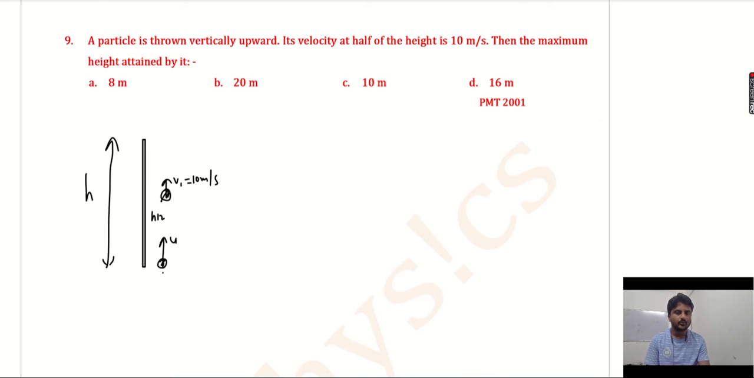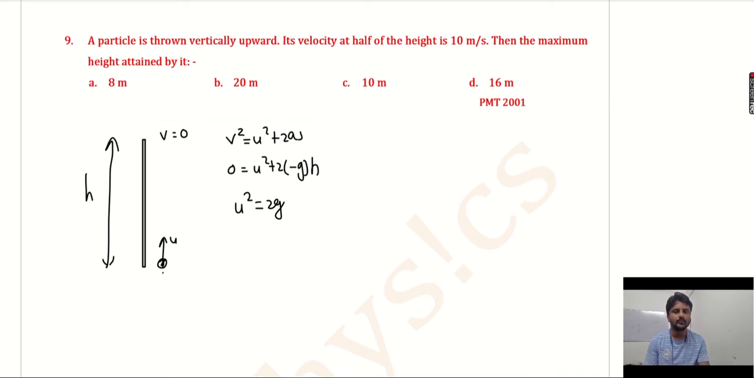Again, it is an easy question. How to solve? See, we'll divide this question into two parts. First, we'll solve for the maximum height. We know at maximum height v is equal to 0. In that case, I can use the formula v square is equal to u square plus 2as. So v is equal to 0, 0 is equal to u square plus 2, a is equal to minus g, into h, displacement is h. So we can write u square is equal to 2gh. Let's say this is equation number 1.